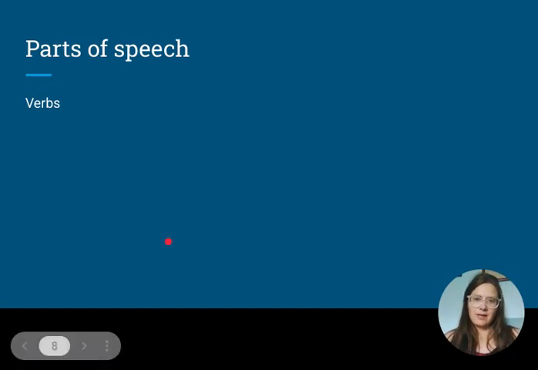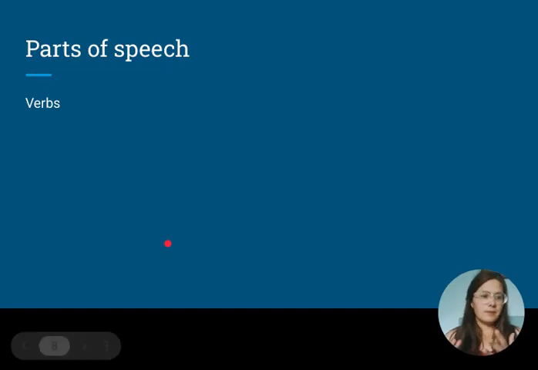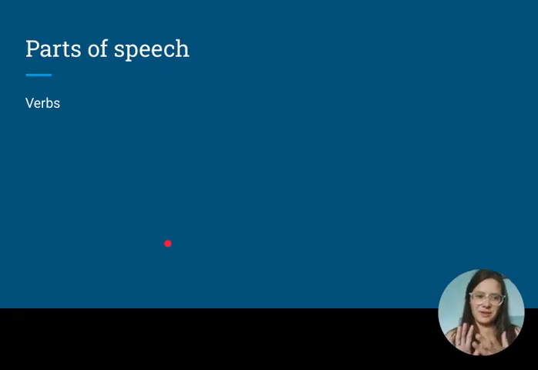Today we're going to be talking about English parts of speech, specifically verbs. So verbs cover all the words that are doing words or being words. So we usually say that this is about a state of being or doing something, an action.